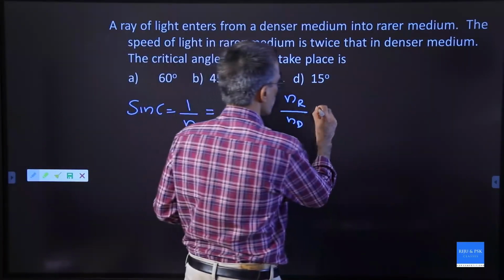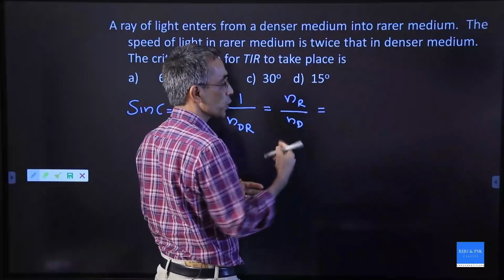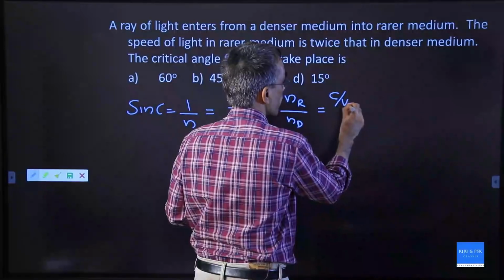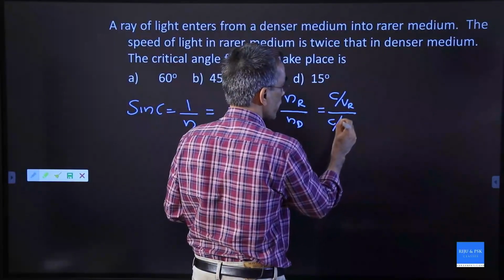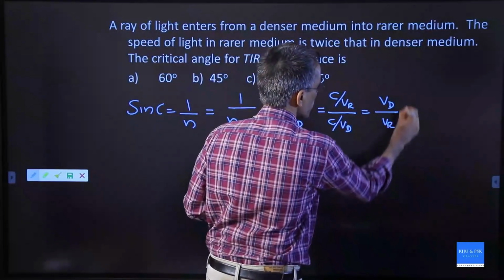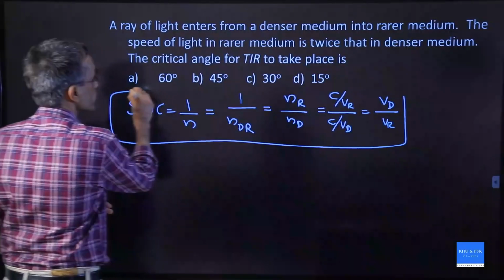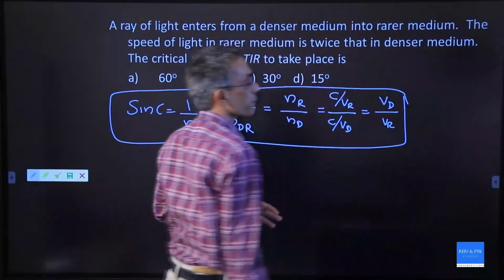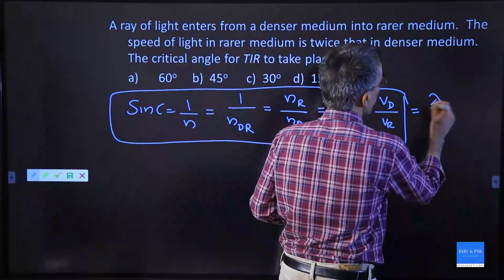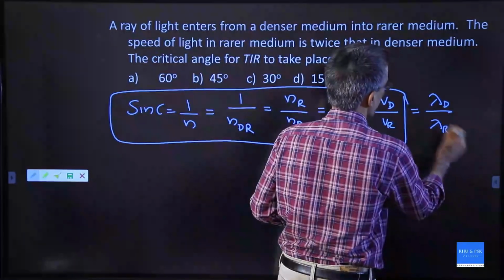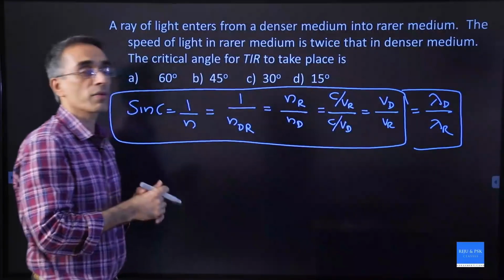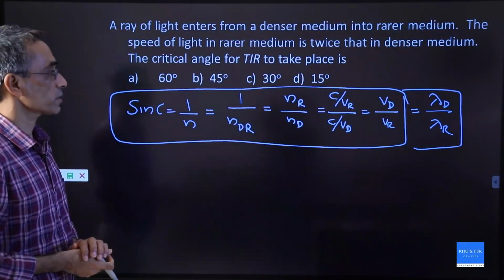Now we know n is the ratio of C divided by V in the rarer medium divided by C by V in the denser medium. So, this gives you V denser by V rarer. So, these are the very different equations. I can also say that this is also equal to lambda in the denser medium by lambda in the rarer medium, because velocity is proportional to wavelength, because frequency remains constant.